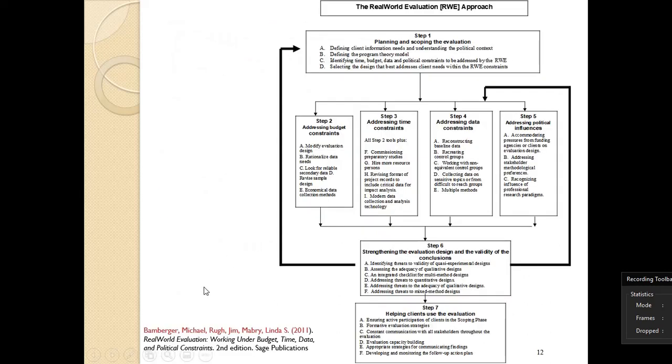Okay, so Bamberger and others give you these different steps and what you can do under the different steps. For instance, under planning and scoping, you can define client information needs, define the program theory model, and identify time and other constraints based on real-world evaluation, and then you select the design that would best fit those particular constraints. And then step 2, you can address the budget constraints. You can address all the four categories of constraints.